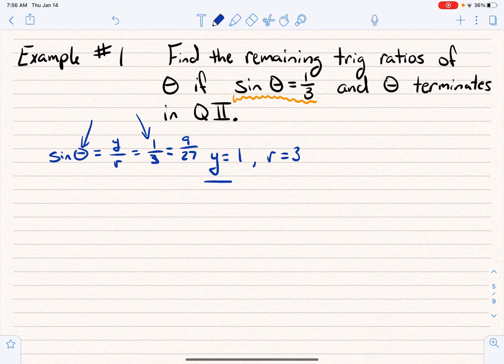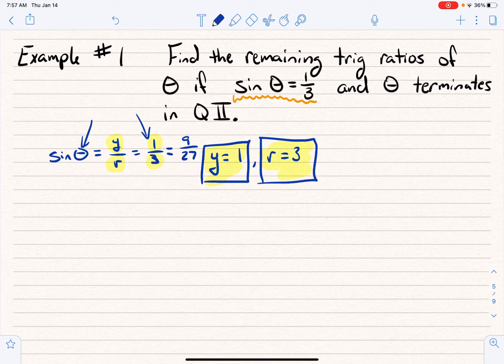And so while these will work as substitution values, we want to make sure that we're not locked in that those are the only things that they could be, because the result of sine theta is a ratio. But what we're going to do is take those values. We're going to say, okay, so for y, we're going to use 1, and for r, we're going to use 3. And that's a good start.